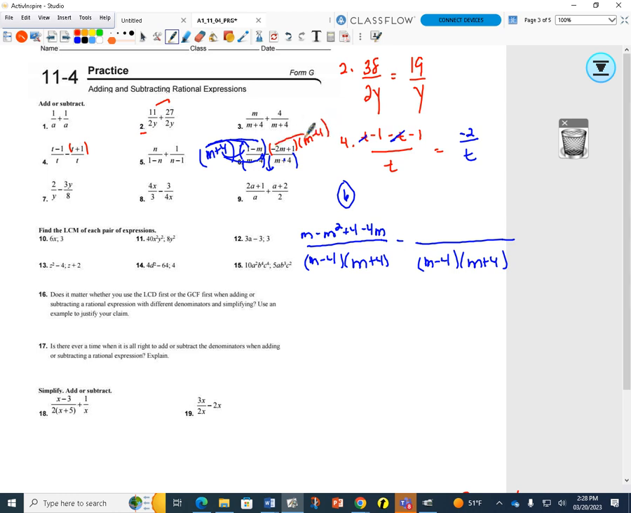So first term, since we're subtracting, we need a grouping symbol here. So negative 2m times m is negative 2m squared. Negative 2m times negative 4 is plus 8m. 1 times m is m, and 1 times negative 4 is negative 4. So the trick is here, don't forget to distribute the subtraction to everything in here.